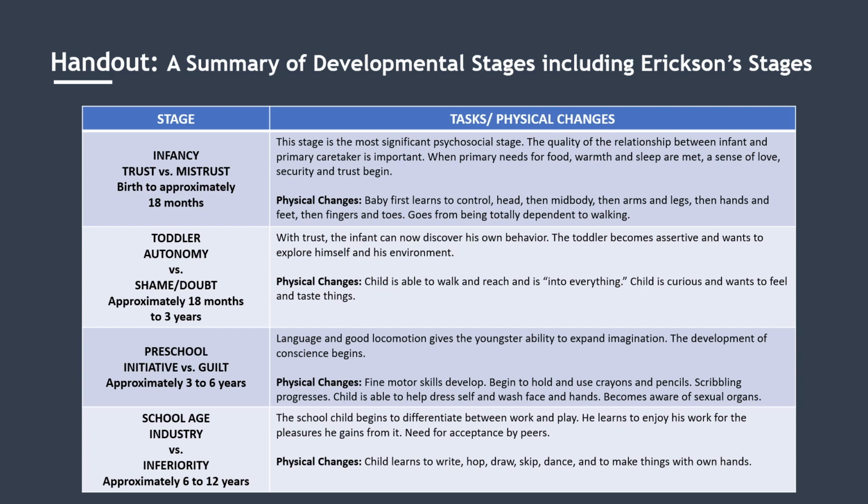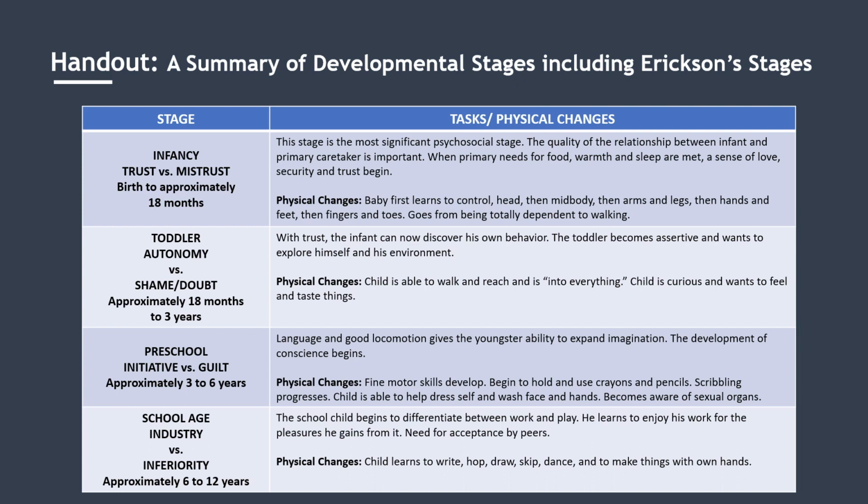Toddlers. Autonomy versus shame and doubt. Approximately 18 months to 3 years. With trust, the infant can now discover his own behavior. The toddler becomes assertive and wants to explore himself and his environment. Physical changes. The child is able to walk and reach and is into everything. Child is curious and wants to feel and taste things.